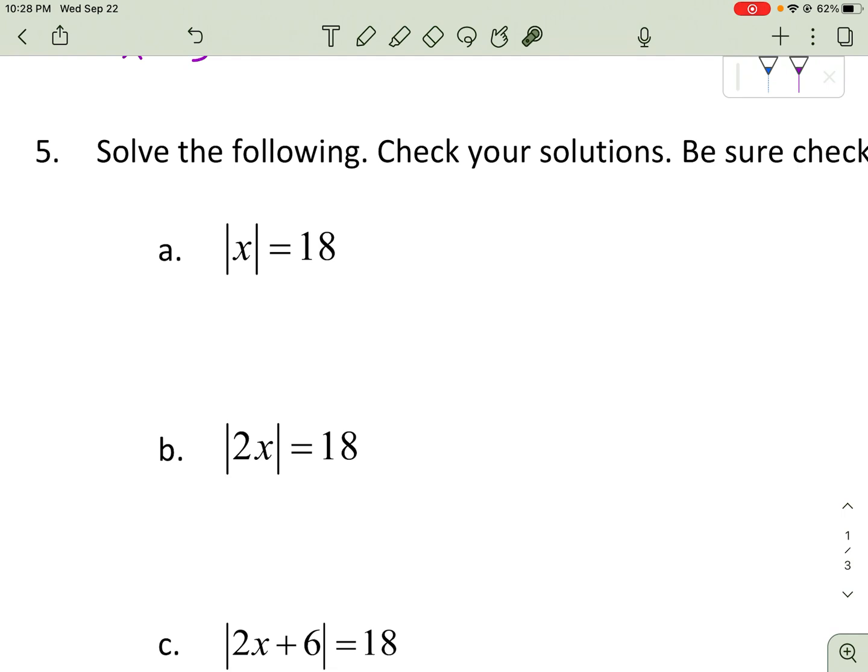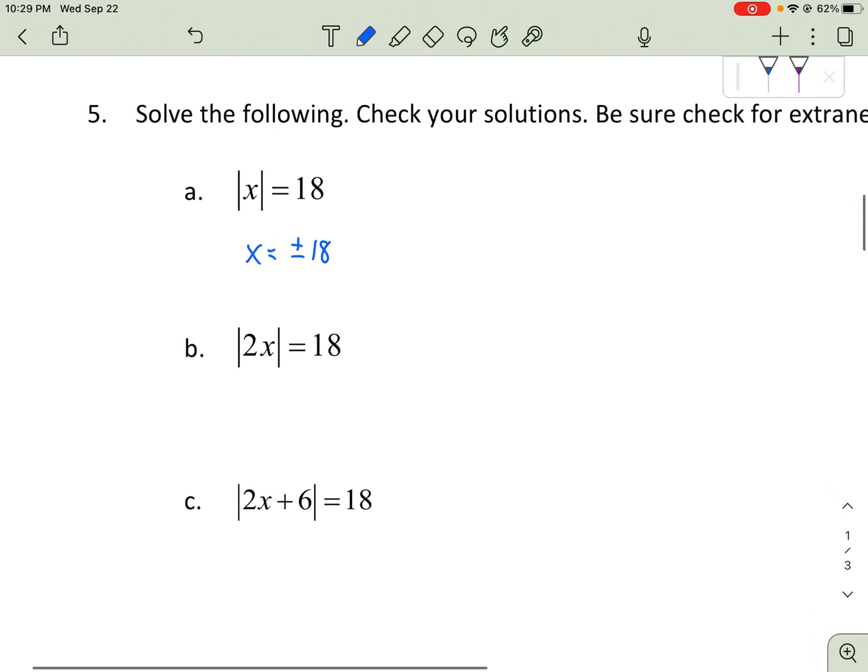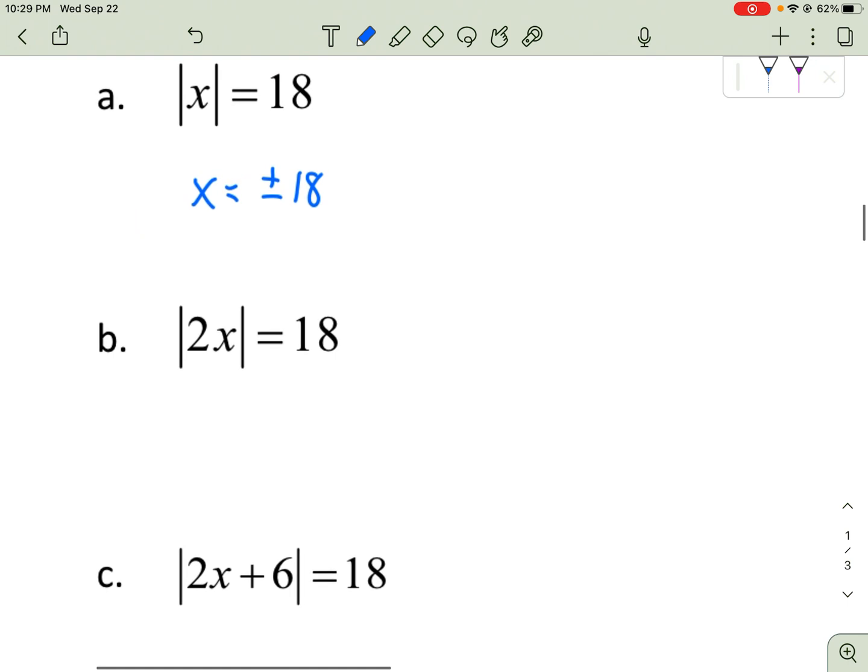All right, so this question really says, what numbers are 18 away from 0 on a number line? Well, positive 18 and negative 18. Okay? So notice how we have kind of 2 answers here, 2 cases, because now it's going to get slightly more complex. And remember up here, I could write this as 2 different answers, x equals 18 or x equals negative 18. This is just a shorthand way to write that.